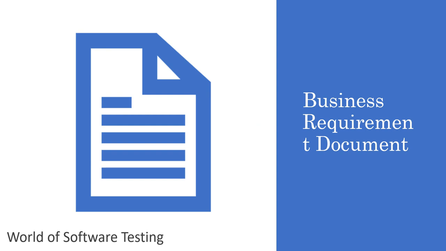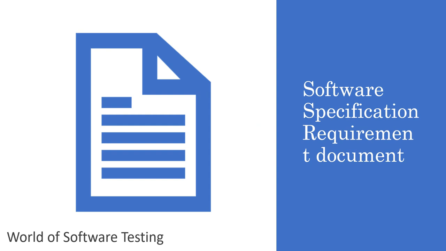Again, the constraints are included in the BRS document. So this is the BRS document, and once the BRS document is prepared, based on that there will be a preparation of the SRS document. The SRS document is derived from the business requirement document.